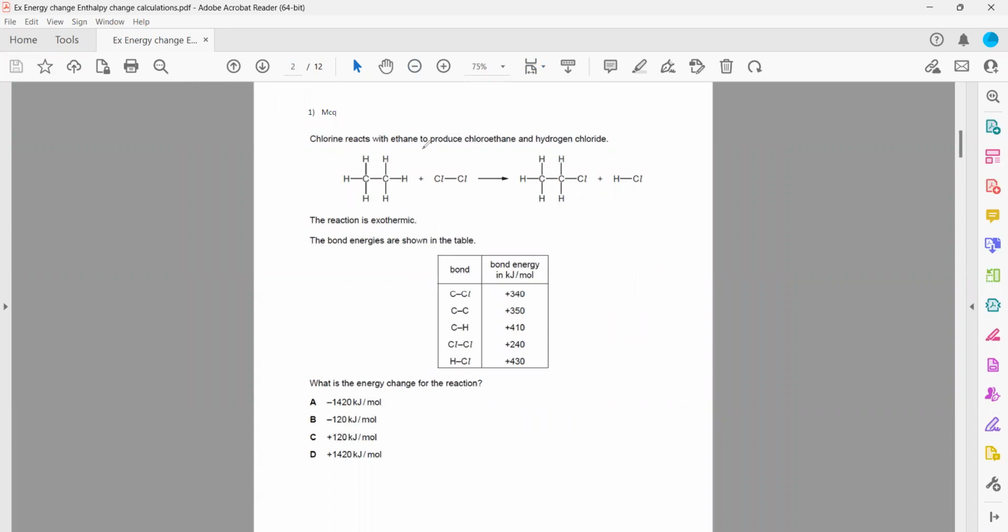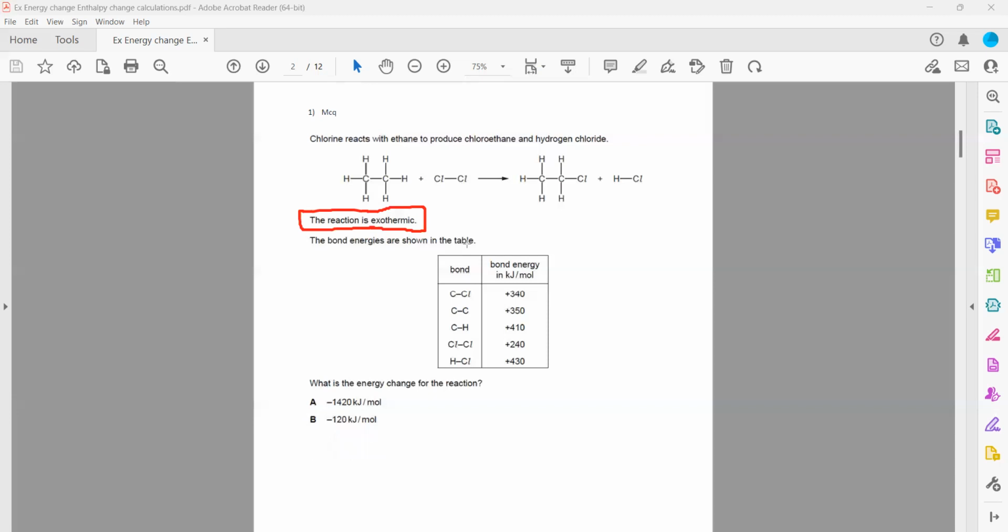In the first question, chlorine reacts with ethane to produce chloroethane. So ethane reacted with chlorine produces chloroethane and hydrogen chloride. The reaction is exothermic. So look, if they give an idea that the reaction is exothermic, what should the energy change be, positive or negative? The energy change should be negative. So it means options C and D cannot be the answer at all, these are totally wrong. We are left with either A or B.